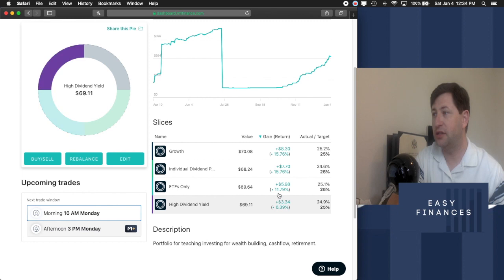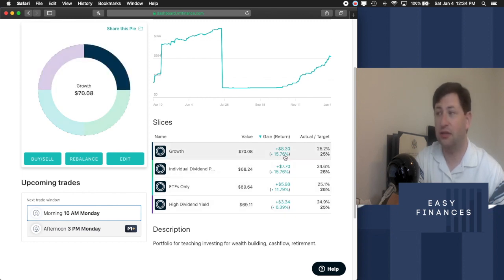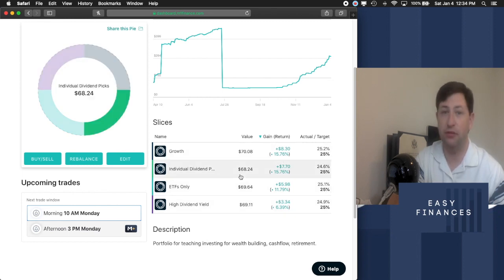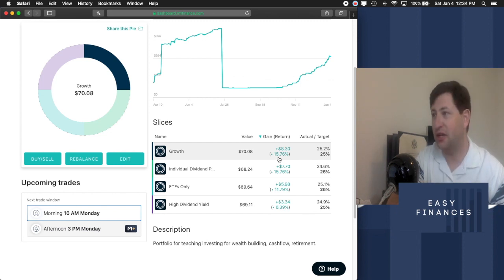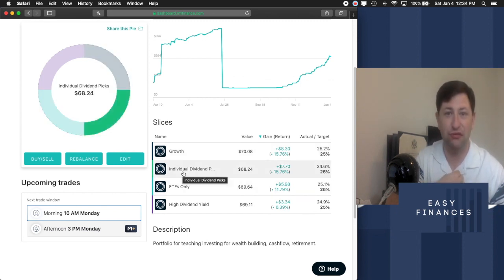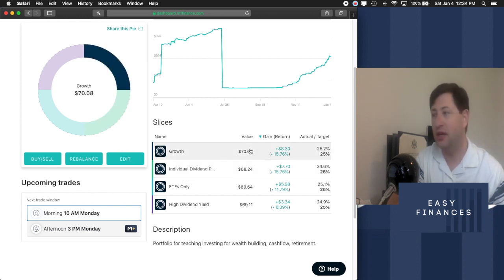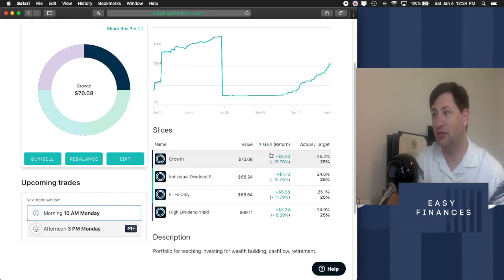Down here, we see that growth has just about overtaken our individual dividend picks. That hurts my ego a little because I like to think that I'm good at picking individual dividend stocks and riding that up. But as we can see, growth is outpacing us, at least for the near term.